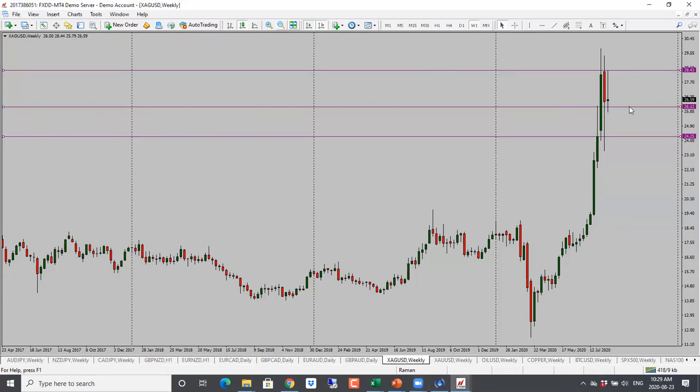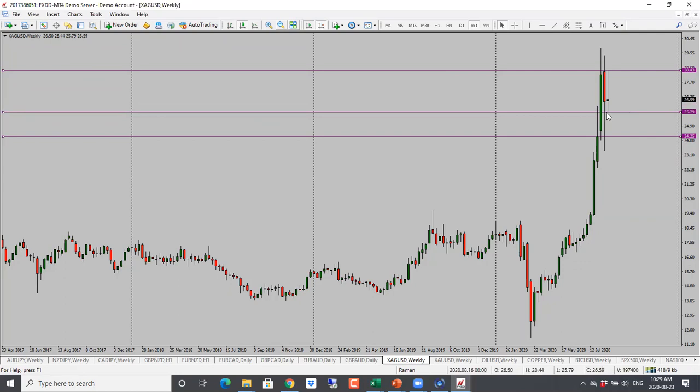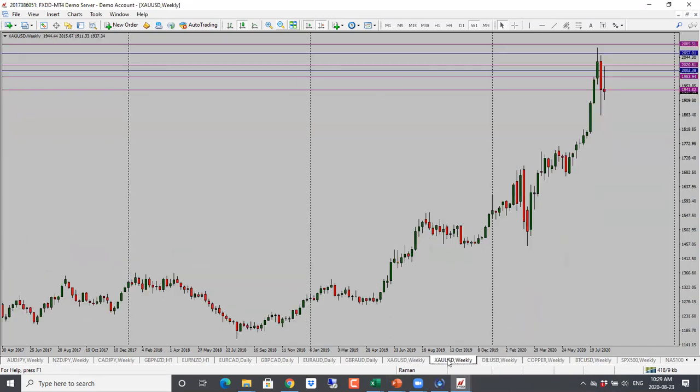And the real test will be a break of this 25.80 level. If it manages to hold below 25.80, then we're looking at 24.25. But if it holds above, then basically we're going back into this 28.50 level. So right now, neutral bias here for silver.